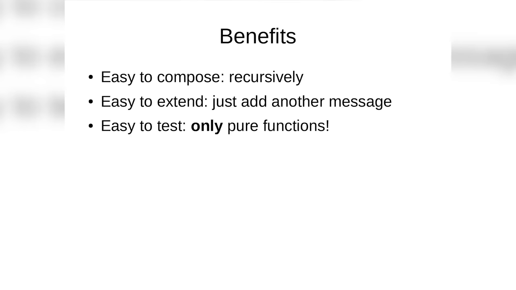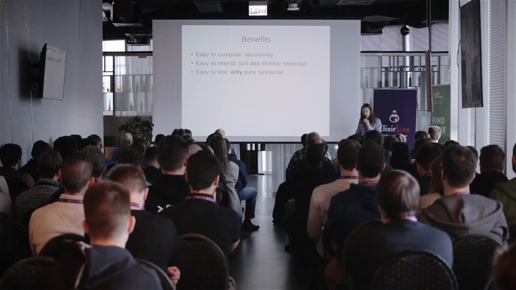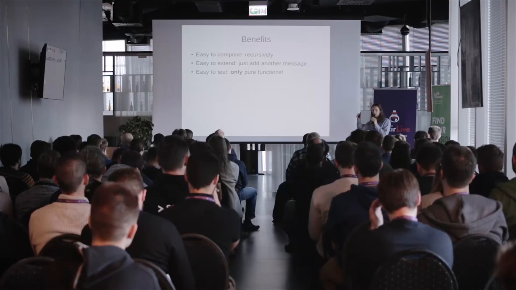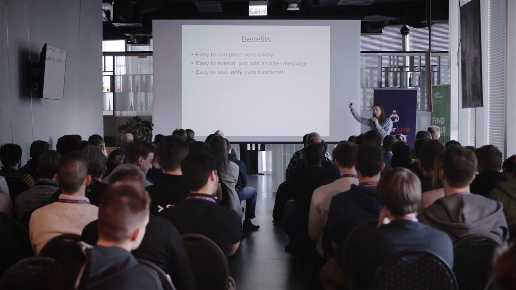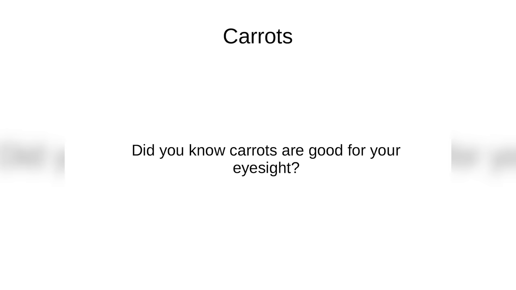It's easy to compose because you can compose those components recursively. They always have those four components. It's easy to extend. You just add another message that you want to handle. And in that case, the compiler even yells at you that if you added a message and you didn't update your update function, then there are some cases that are not handled. And it's very easy to test because there are only pure functions. OK, so this was my last example. And again, the benefits are always the same. And these are the benefits of functional programming languages.